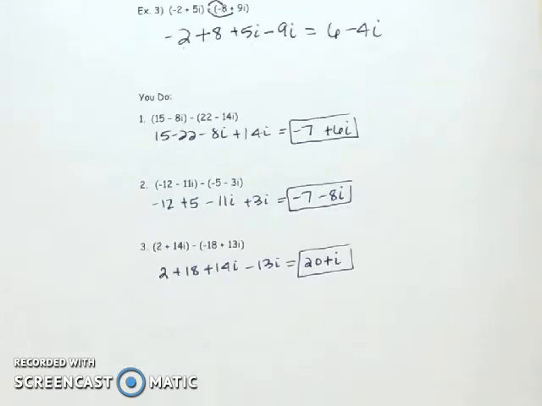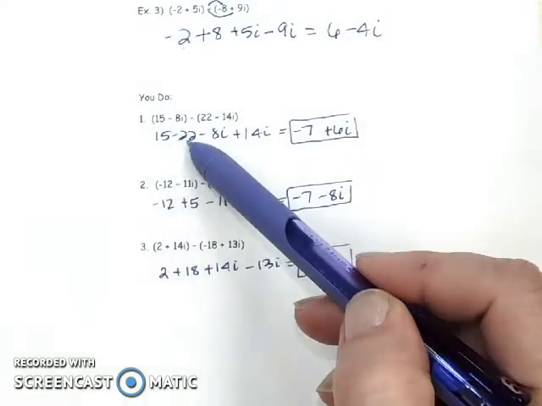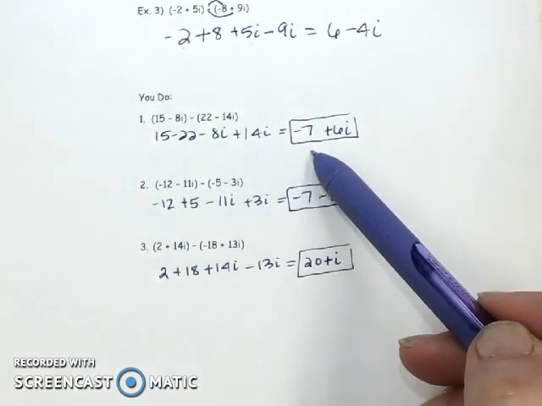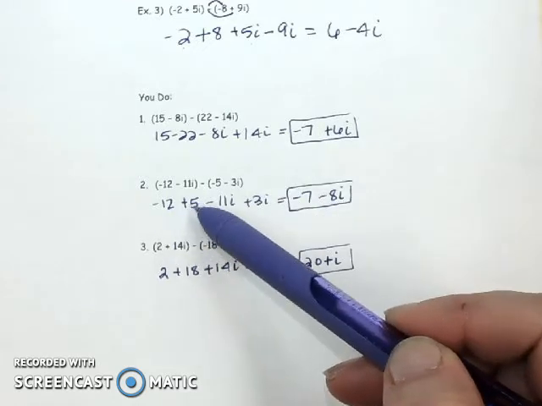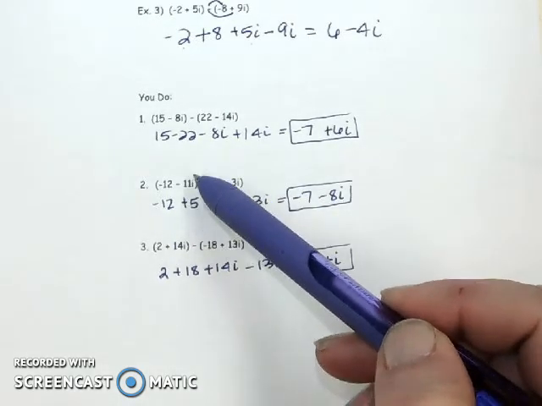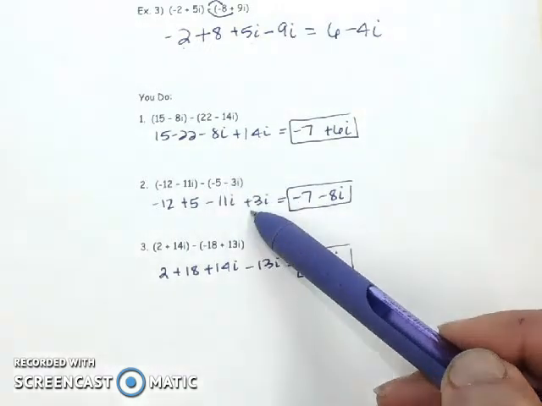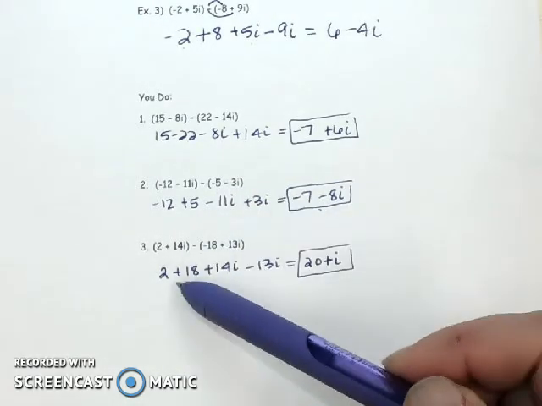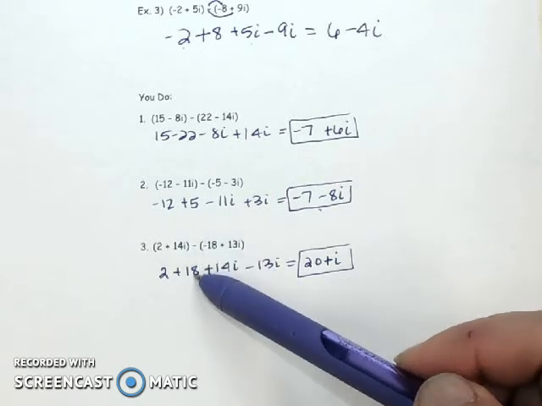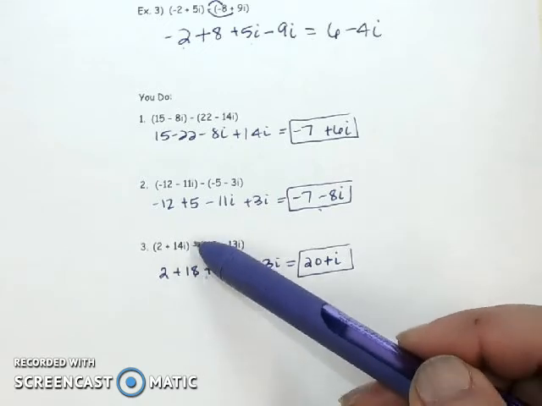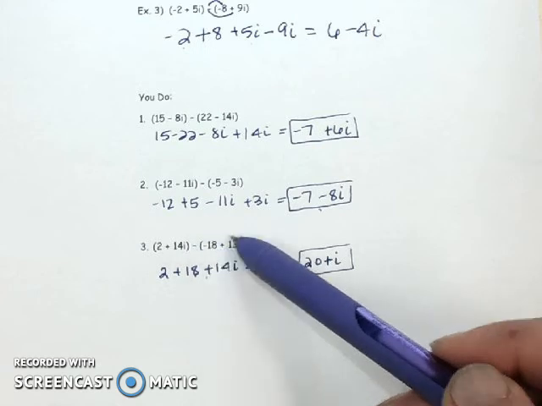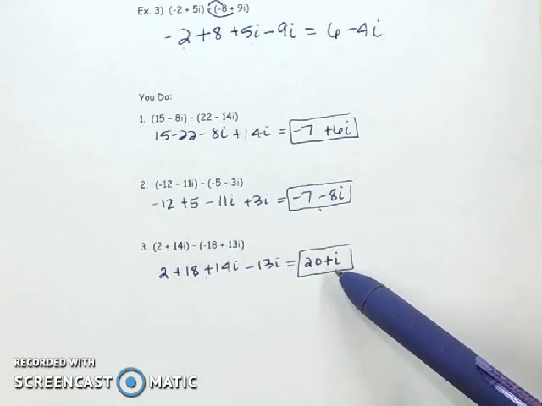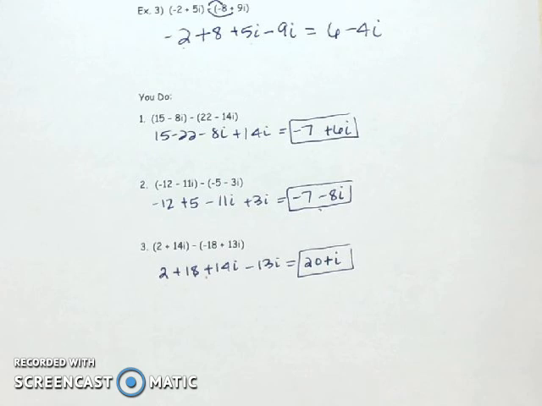Check your answers. I showed my work. 15 minus 22 minus 8i minus a negative gives me plus 14i. Here's my answer. Negative 12 minus a negative 5, so plus 5. Negative 11i minus a negative 3i, so plus 3i, gives me negative 7 minus 8i. 2 minus a negative 18 makes it positive. 14i minus 13i, I get 20 plus 1i. That's it. Nothing to it but to do it.